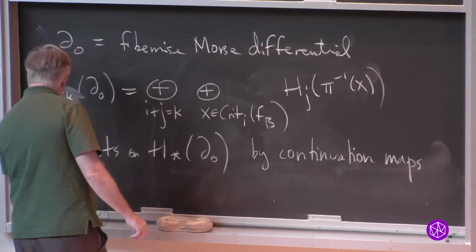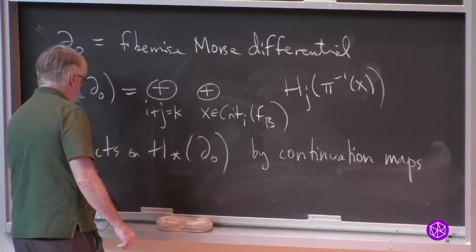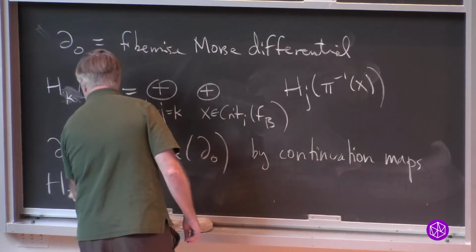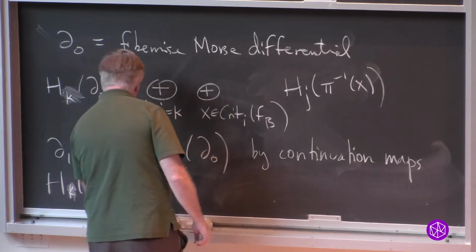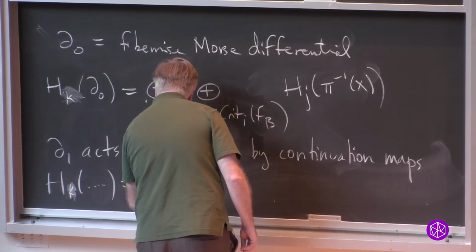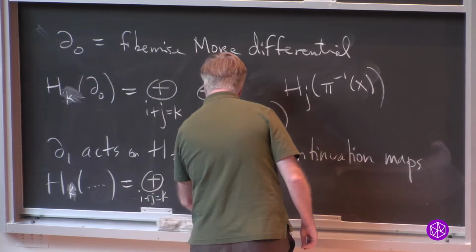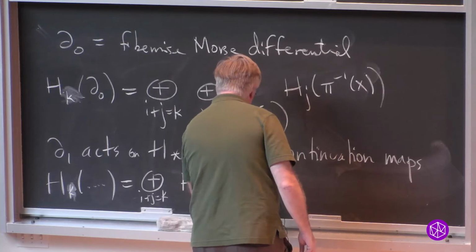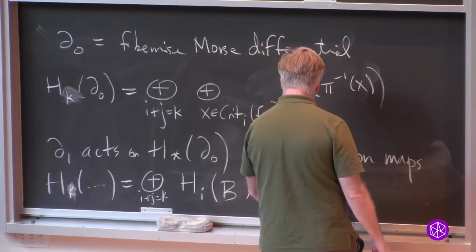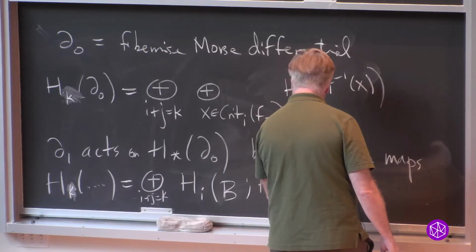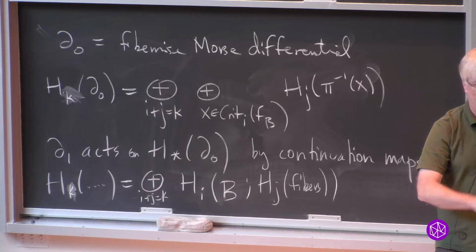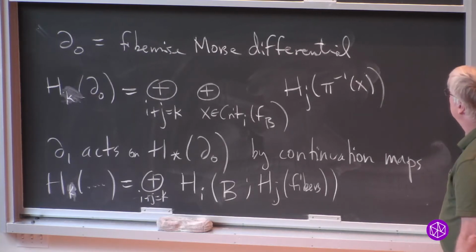So the homology of d1 acting on the homology of d0 in degree k is the sum over i plus j equals k of Hi of the base with coefficients in the local coefficient system given by Hj of the fibers. So it's just the E2 term of the Leray spectral sequence. And from there on, it's isomorphic to the Leray-Serre spectral sequence.